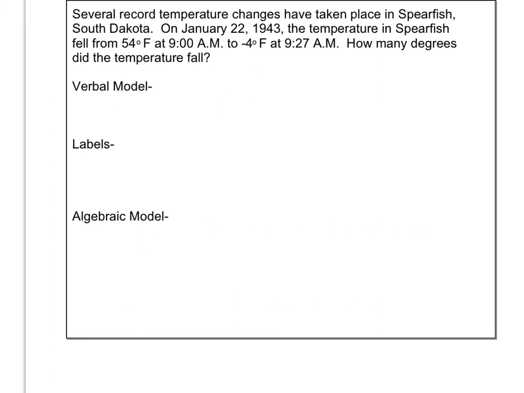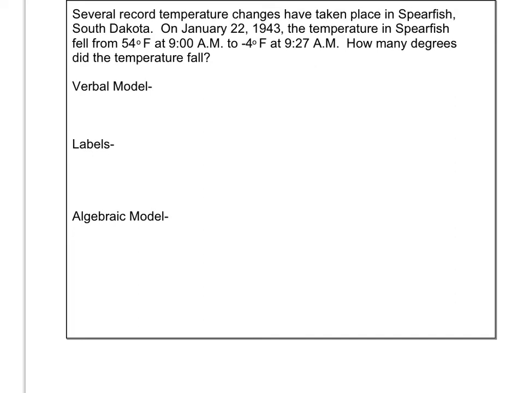Okay, we got one more example. Let's do one word problem here because we haven't done one of these in a while. Several record temperature changes have taken place in Spearfish, South Dakota. On January 22nd, 1943, the temperature in Spearfish fell from 54 degrees at 9 a.m. to negative 4 degrees Fahrenheit at 9:27 a.m. How many degrees did the temperature fall?